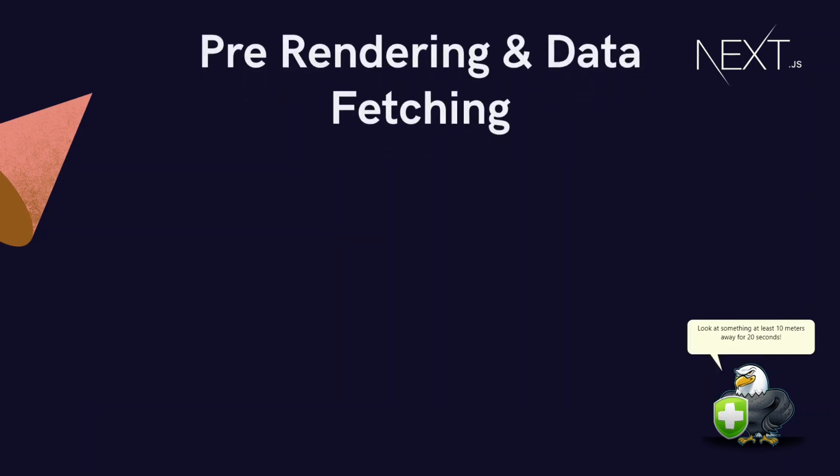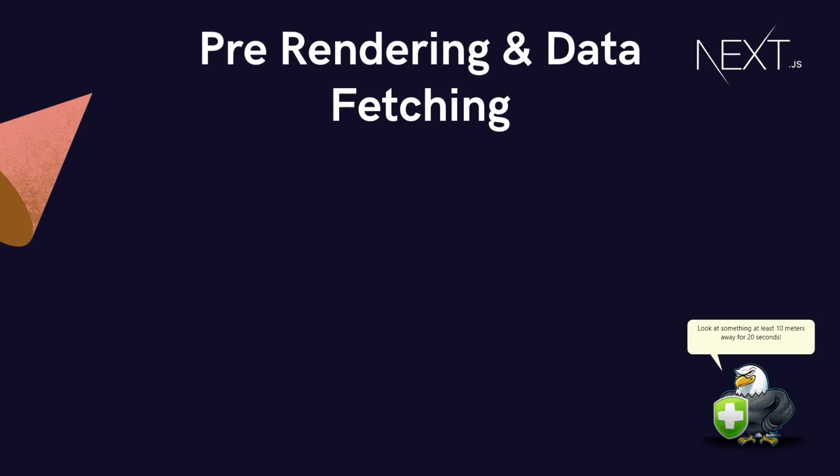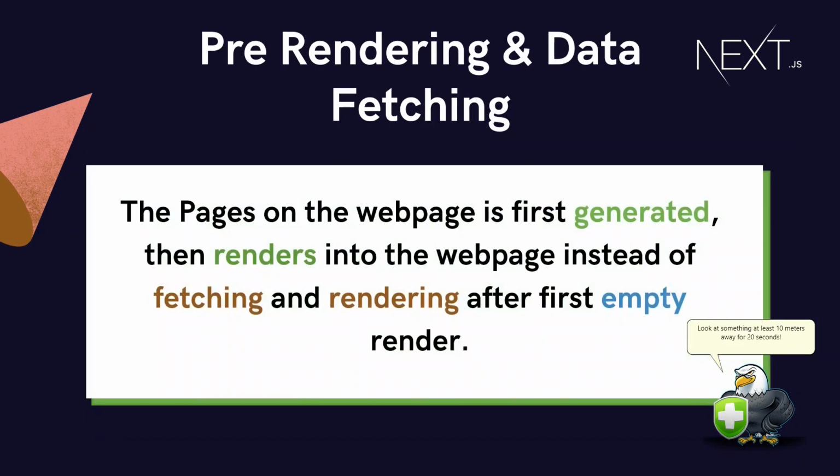After that, we have the second feature of Next.js, which is a major feature: pre-rendering and data fetching. The web page is first generated and then rendered, instead of fetching and rendering after the first empty render. Here we have functions like getStaticProps, getStaticPaths, and getServerSideProps, in which we can first fetch the data, and the code inside these functions doesn't run on the front end. It runs on the Node environment, which is the backend of our application. So first we can fetch the data and then give that data to the component to render on the web page. It gives you the ability to add the data into the source page of the application, to perform better for the SEO of the application.